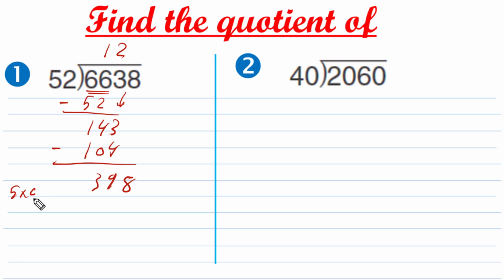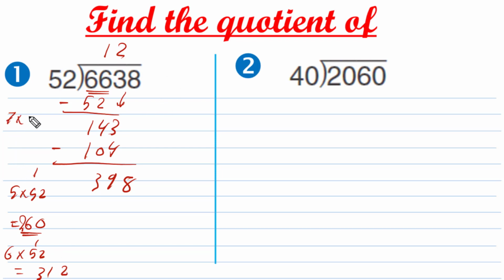5 times 52. 5 times 2 equals 10. Write 0 and keep 1. 5 times 5, 25. 25 plus 1 equals 26. So it will be 260. Now you have to try 6. 6 times 52. 6 times 2 equals 12. Write 2 and keep 1. 6 times 5 equals 30. 30 plus 1 equals 31. Now we have 312. You have to try 7.